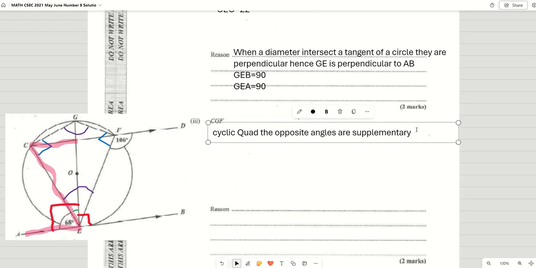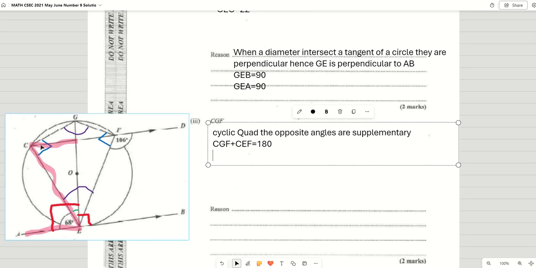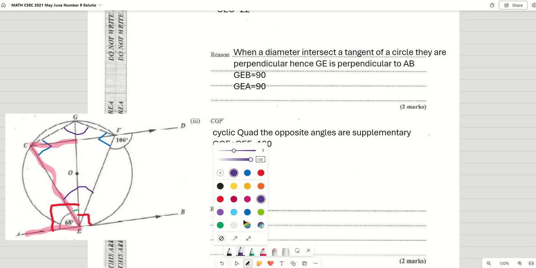Alright, now when we say that, we can see one of the angles, CGF plus angle CEF would be equal to 180 degrees. Alright, and we already saw that this angle here, this is 90 and 90, 90 and 90 is 180. So to find this, we need to find the opposite side. We already found this green part. We want to find this light blue part.